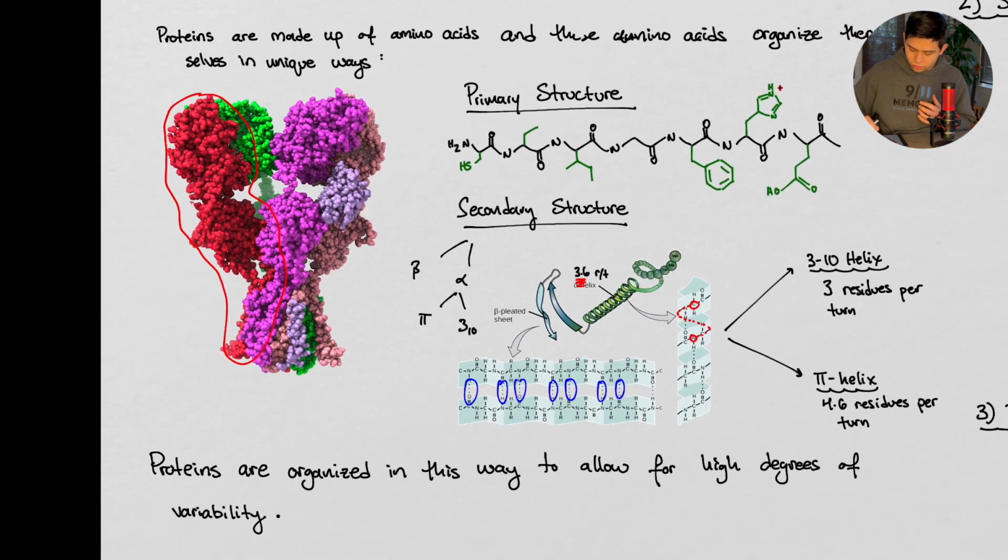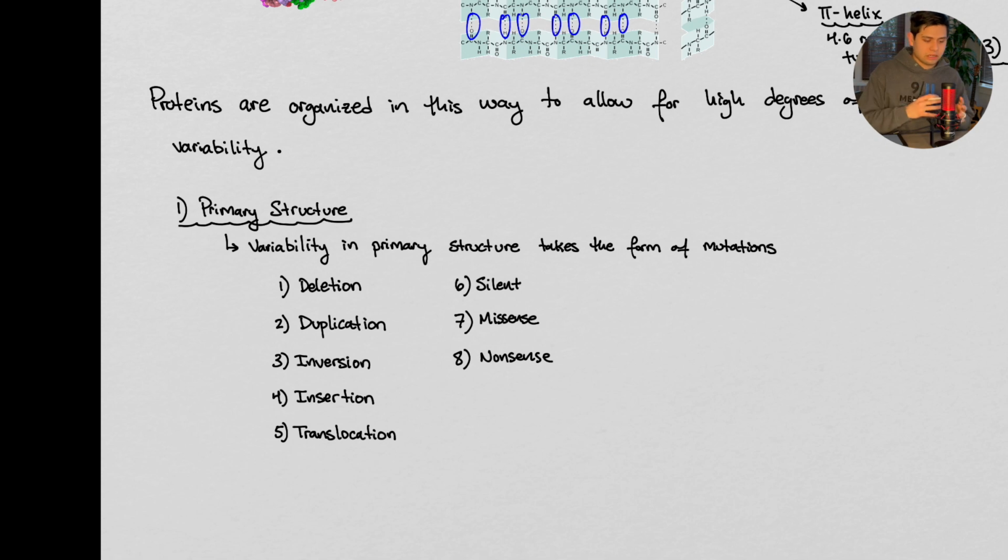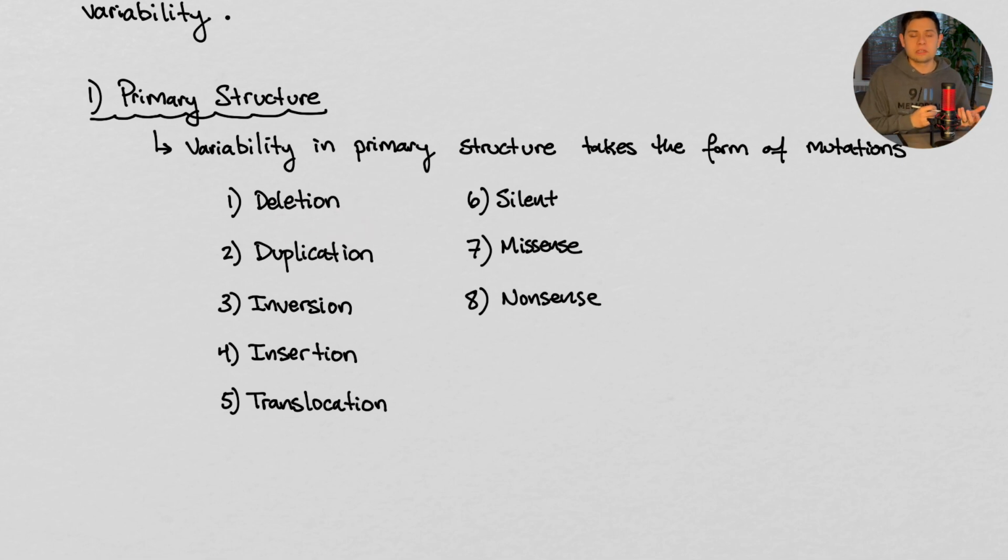So we have primary, secondary, tertiary, and quaternary structure, and we have variability within each one of these structures. Variability in primary structure oftentimes will take the form of mutations. Different types of mutations include deletions, so that would be a deletion in an amino acid or a nucleic acid, leading to some type of variability in the primary structure. Duplication, inversion, insertion, translocation, silent mutations, missense, nonsense mutations. These are all different types of mutations that vary the primary structure, and they give different types of information depending on which one of these is occurring. This is largely the topic of genetics, but I do want to get into this a little bit, but we're not going to get into it right now.